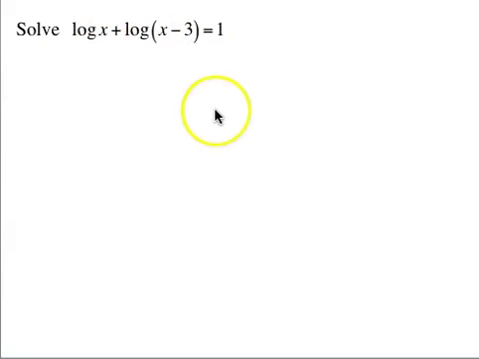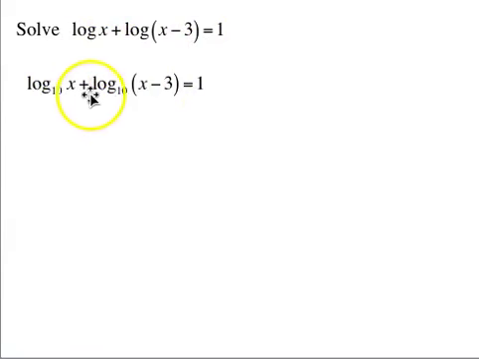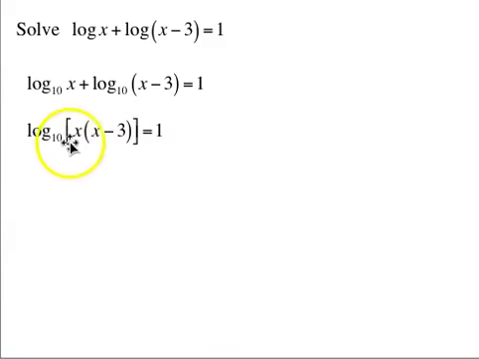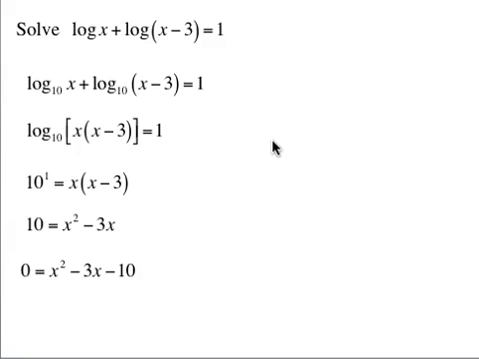Also remember log means log base 10. So just clarifying that issue, I'll put a 10 in there, log base 10 of x plus log base 10 of x minus 3. And then again, the sum of the logs is the log of the product. At this point, 10 to the first power, remember this is the base 10, so this is an exponent, 10 to the first power equals x times x minus 3. So 10 is x squared minus 3x. Subtracting 10 from both sides, 0 is x squared minus 3x minus 10, which we will factor as x minus 5 times x plus 2.